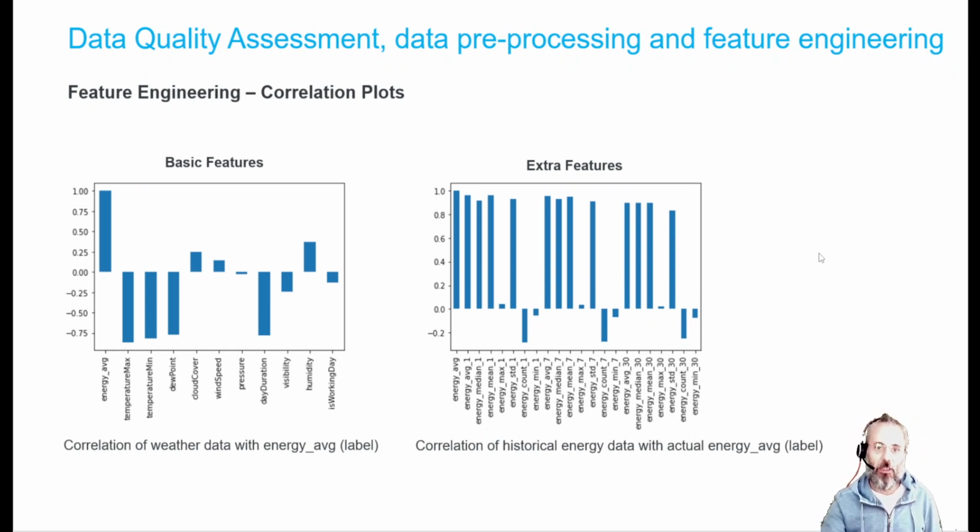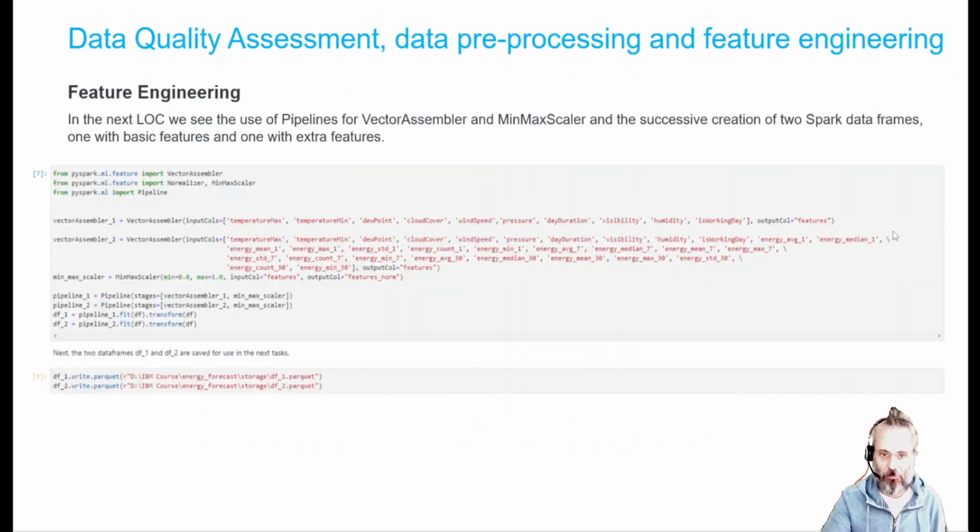Now we summarize here the correlation plots, where we see the correlation of the basic and extra features with the energy average, which is our target and which is also the first line indicated here, which is 1. So we see that we have some high correlation on the weather side, but also very high correlation in the extra features. So we used both cases and of course combined them together.